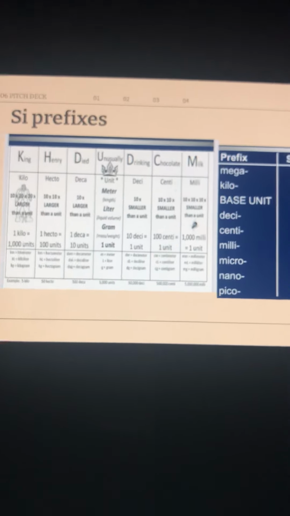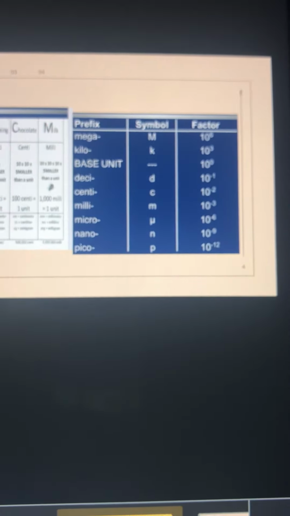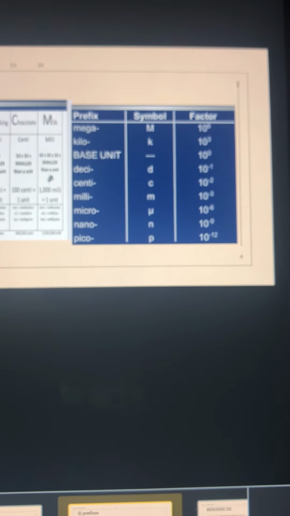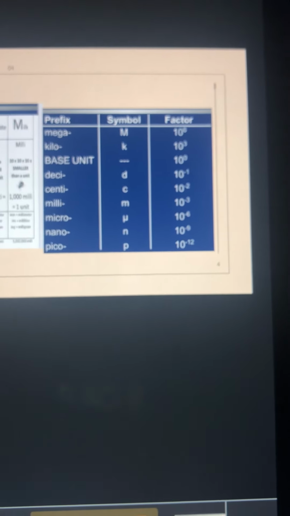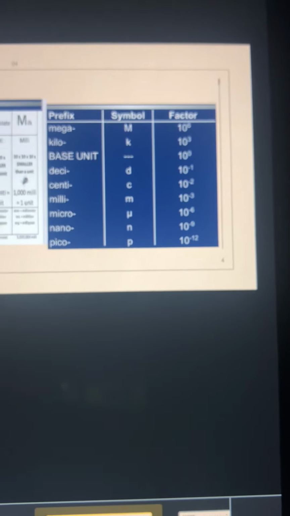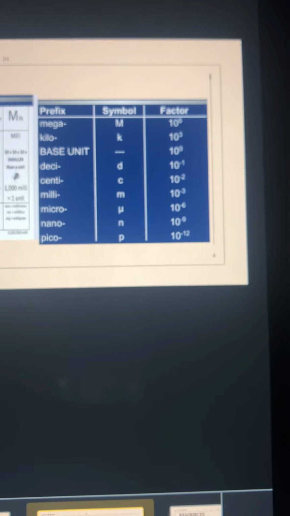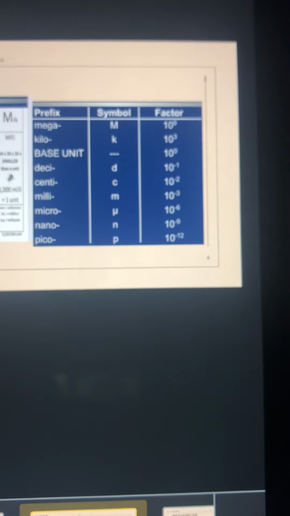Then next, we have a more in-depth example of SI prefixes. We have mega, kilo, the base unit, deca, centi, milli, micro, nano, and pico. Each prefix is represented by a symbol, and mega symbol is M, kilo is K, base unit does not have one, deca is D, centi is C, so on and so on.